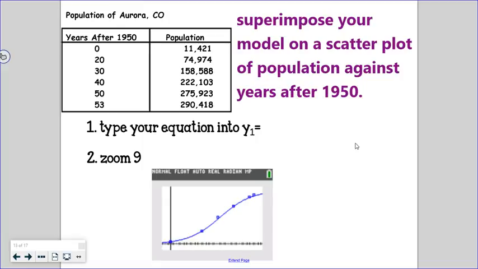Oh, you have an extra exponent. Let's see if that fixes it. I think you're good. Yep. Anyone else?